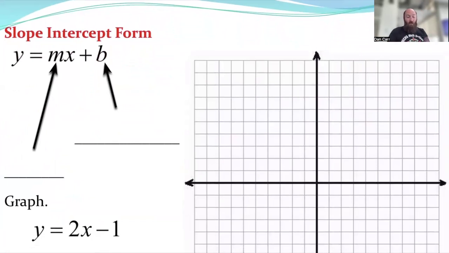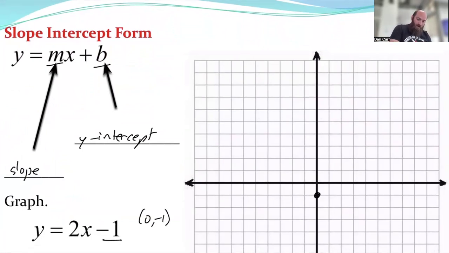Slope-intercept form gets its name because it tells us the m, which is the slope, and the b, which is the y-intercept. So my first example here, y equals 2x minus 1, we know that the negative 1, I'm going to start by plotting 0, negative 1 as a point. So that's going to go right here.